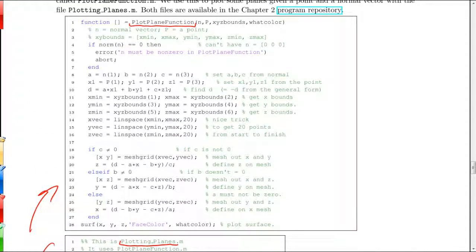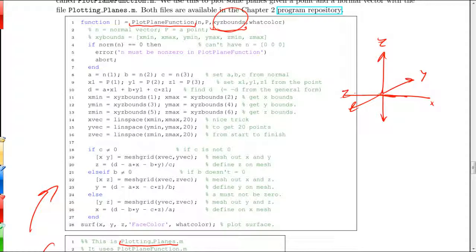So this is the function. I want to plot the plane, and basically I'm going to define it the same way I do in this chapter, with a normal vector and some point that it goes through. But then there are these x, y, and z bounds. I'm going to put my bounds in so that it gives me a finite range of values to plot it over.